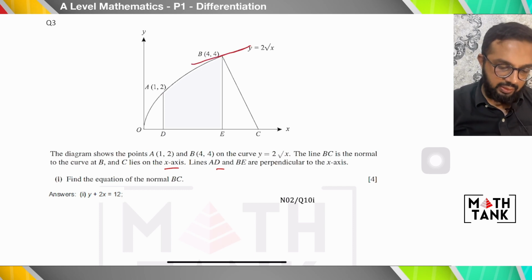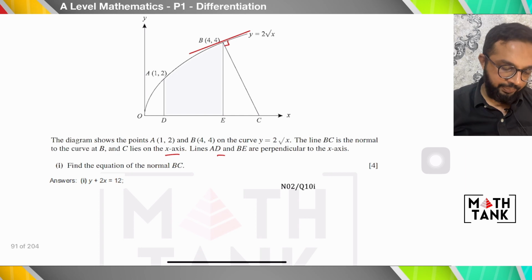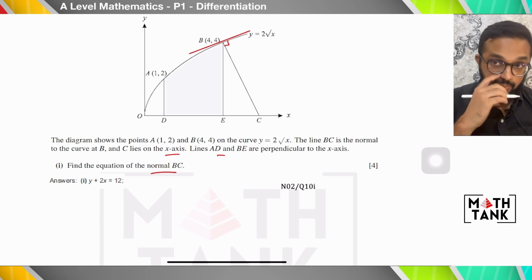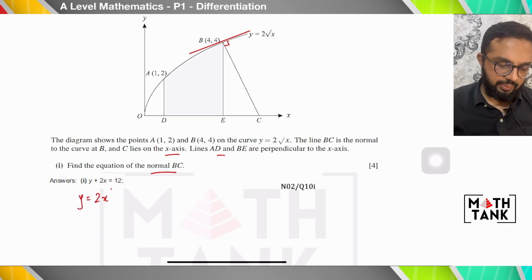Okay, so there's a tangent here and there's a normal here as well. Let's try to draw that as accurately as possible. So there's a 90 degree angle. I want to find the equation of the normal, but I can't reach the equation of the normal without reaching the tangent first. So I'm going to try to differentiate this. This is 2x to the power half. So dy by dx equals half times 2x to the power half minus 1.